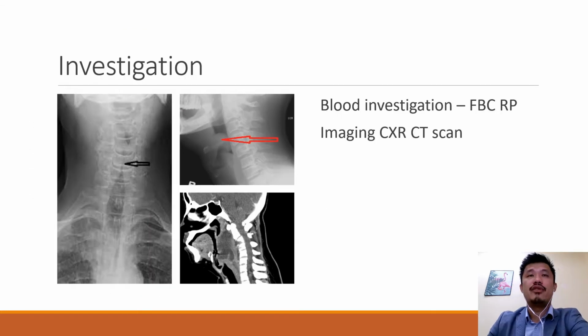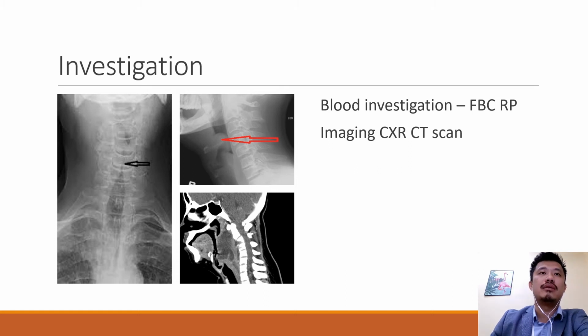Next, after you have taken all the history and the patient is stable, we can proceed with blood investigations. For a patient who came in febrile and having stridor, remember to take FBC, and RP will do. Once the patient is stable, you can always send for imaging to check the cause of stridor, especially in a febrile patient. They can get an X-ray or CT scan, whichever your centre allows.